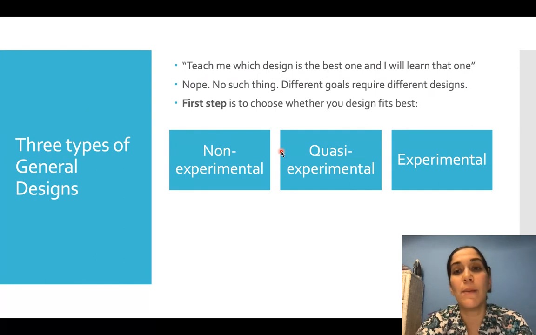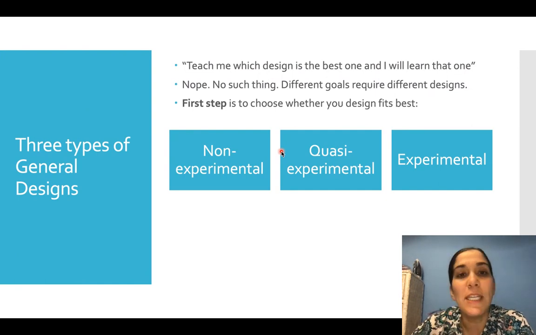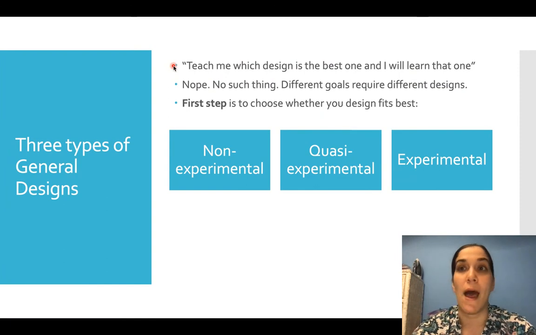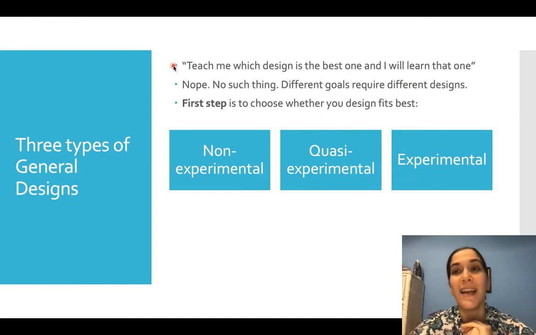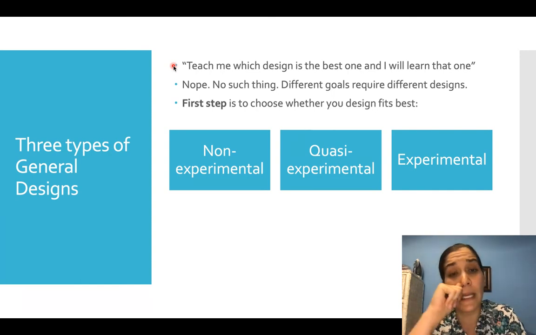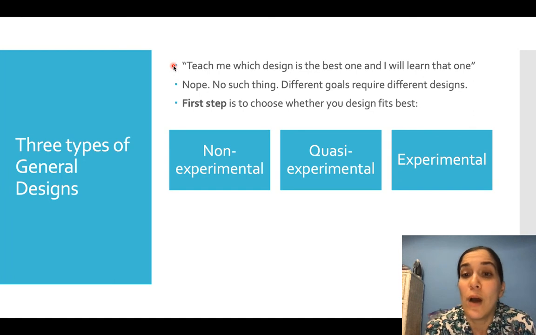Now, students often come to me and say, just teach me the design that's the best one, and I'll learn it. Whatever the best thing is, I'll do that. Unfortunately, there's no such thing as one design that is the best one. We have different designs for different goals or different types of questions. So the first thing you should do is choose what kind of design you have. The 3 types of general designs are non-experimental designs, quasi-experimental, and experimental.